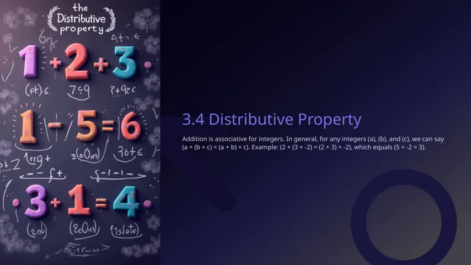The way we group numbers when adding integers doesn't change the result. This property helps us understand the structure of addition and makes calculations more flexible. It's a fundamental part of how we work with integers, and it connects back to the overall theme of understanding properties that make arithmetic consistent and reliable.